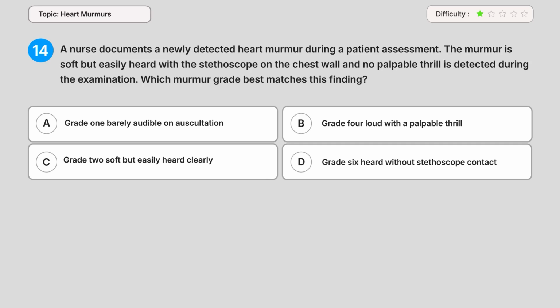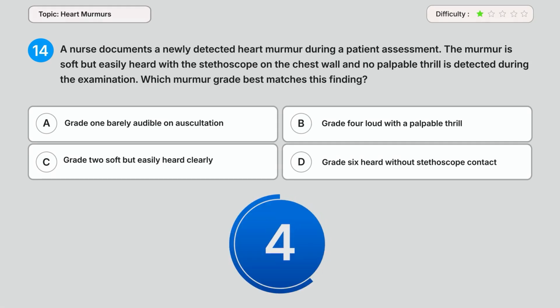A. Grade 1. Barely audible on auscultation. B. Grade 4, loud with a palpable thrill. C. Grade 2, soft but easily heard clearly. D. Grade 6, heard without stethoscope contact. What do you think is the answer?